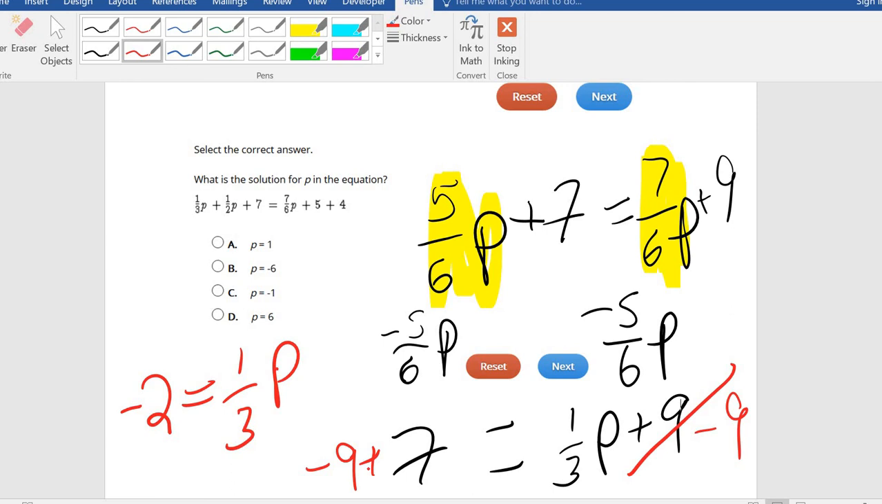And then I multiply by the reciprocal. Reciprocal means flip. So if it's 1/3, it's going to be 3/1. So times 3/1. And 3 times -2 is -6. So it's -6.